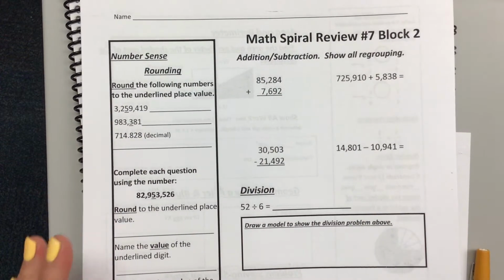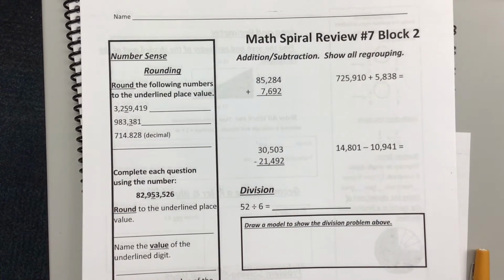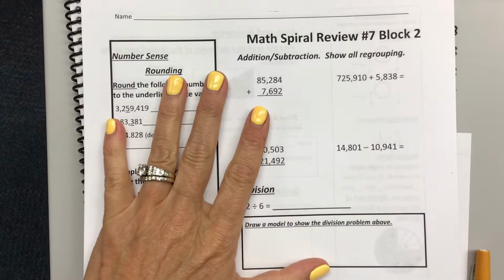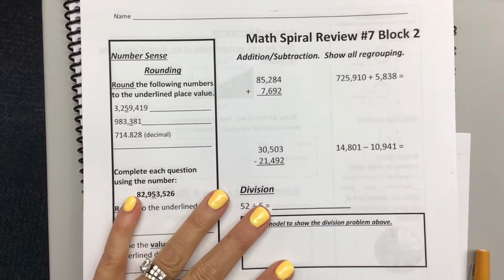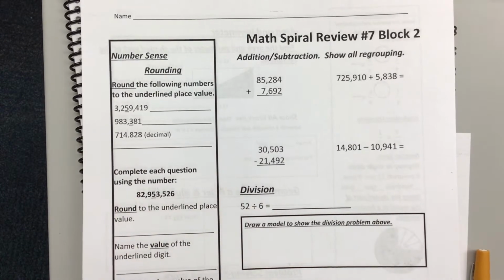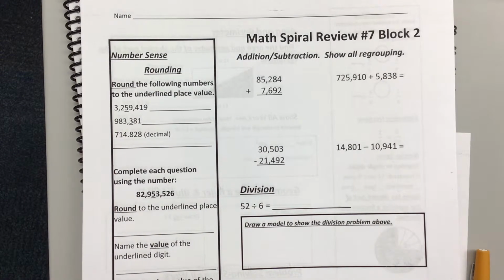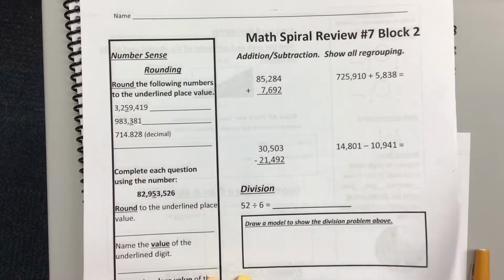Let's look at Spiral Review 7. This is for Block 2. This is a reminder that anytime you have questions about Spiral Review 7 or any Spiral Review, you can go back to Canvas and look at the videos that show where we talk about it. There's always going to be information there to help you.